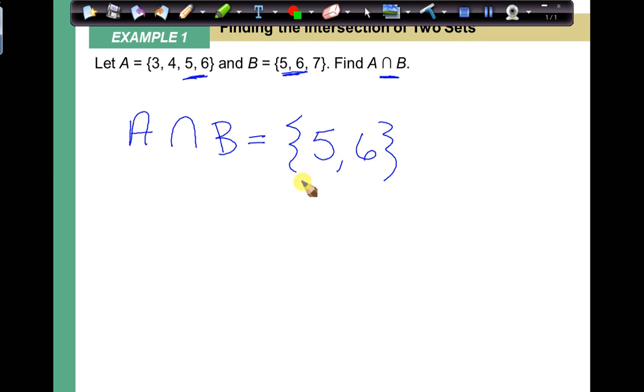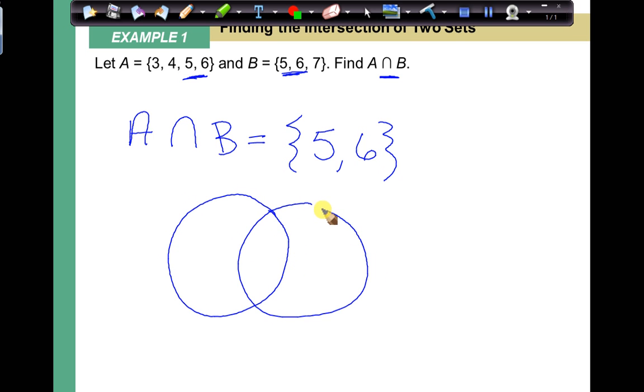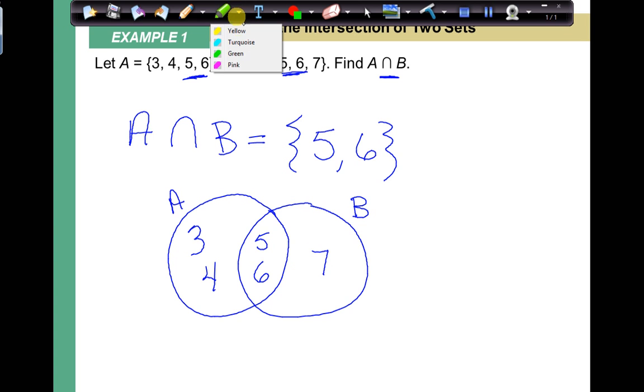Okay, and it's important to use curly braces because that lets us know that it's a set instead of maybe an ordered pair or something else. And if you want to think about this with a Venn diagram, maybe this circle would represent set A, this circle would represent set B. 5 and 6 are in both sets, the part where they overlap. 3 and 4 are just in A, not in B. 7 is just in B, not in A. But that part where they overlap is called the intersection.